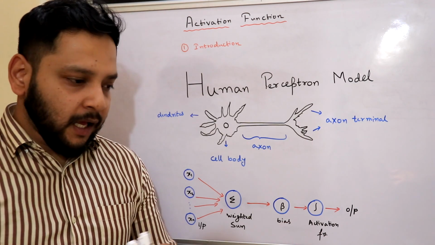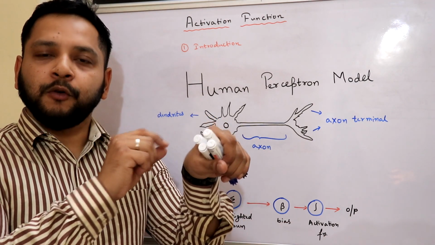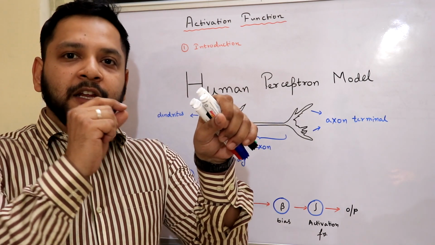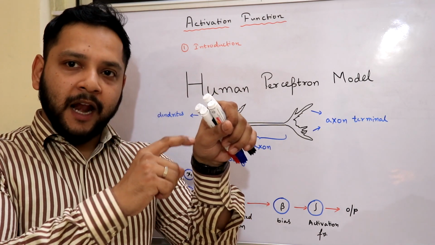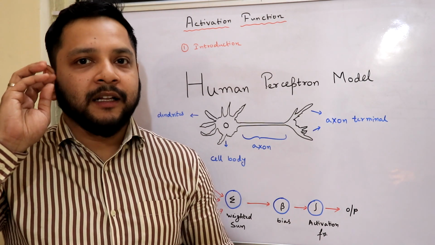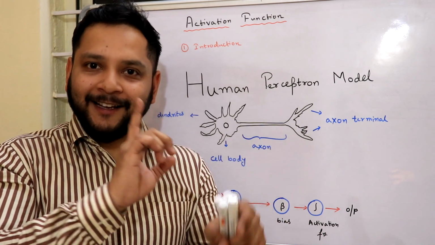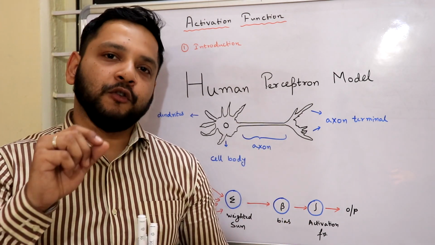Suppose for example a mosquito sits on my hand, then it bites. So what will happen? The information will go from my hand to my brain and my brain neuron will work, and then it will give a signal to my other hand to slap it, right? So in a similar fashion a neuron works.